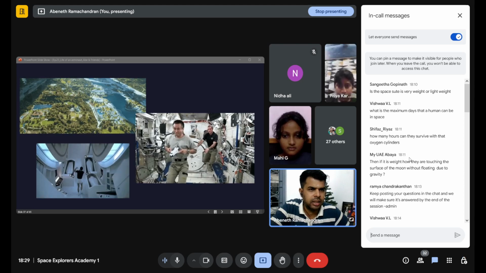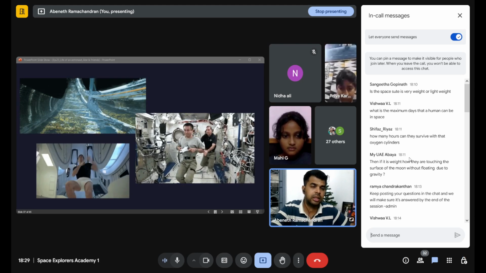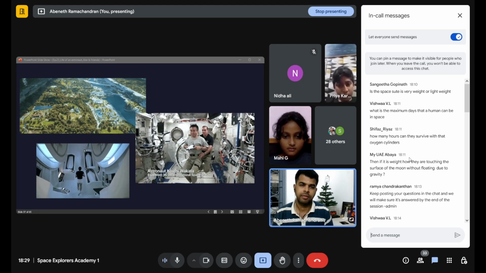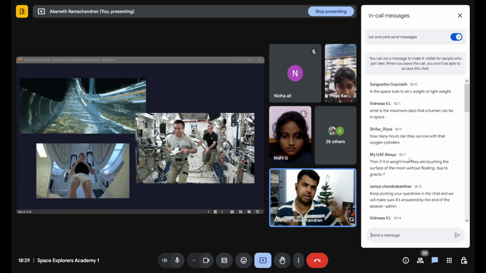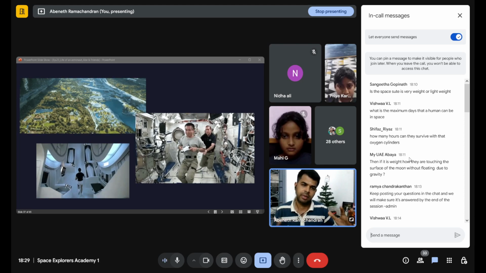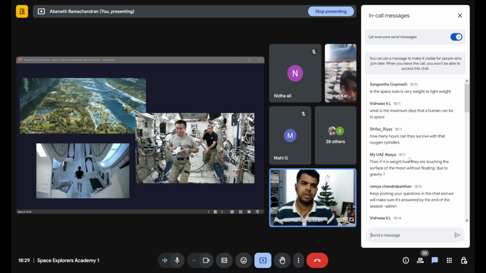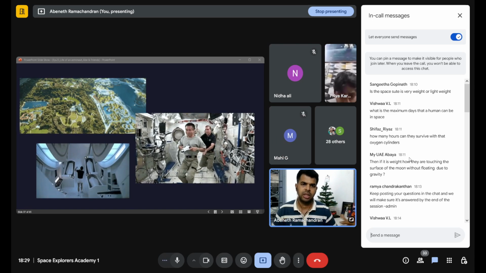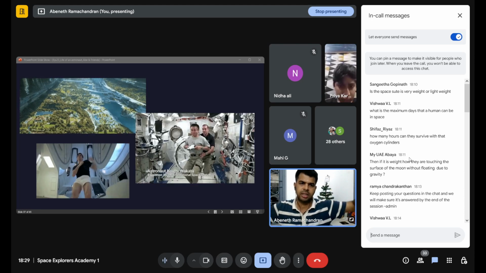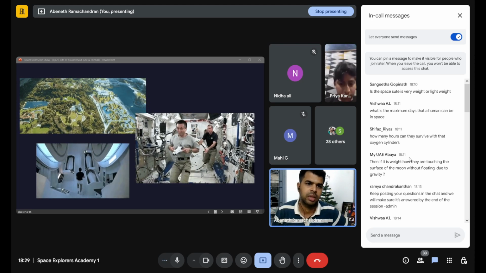How many hours can they survive with that oxygen cylinder? Typically they can survive up to around 4 to 6 hours with the oxygen cylinder. If they want to go beyond that, they will have a half time. So after 3 hours they will come back inside the International Space Station. They will change the cylinder and then they will go back again. So that is how they survive.